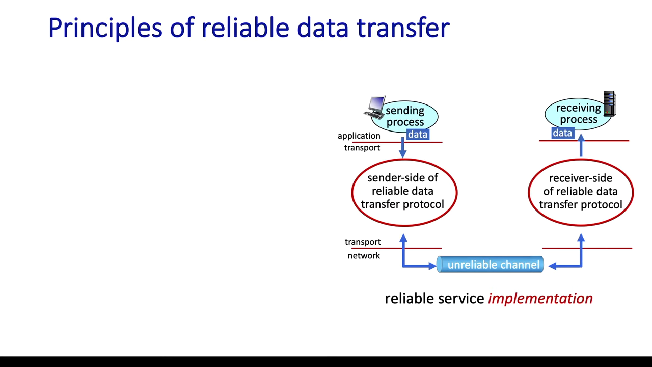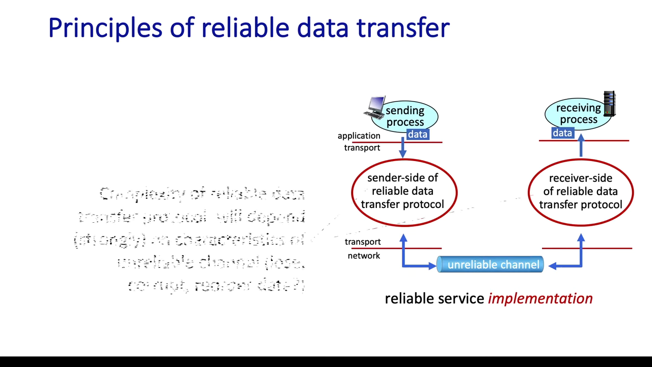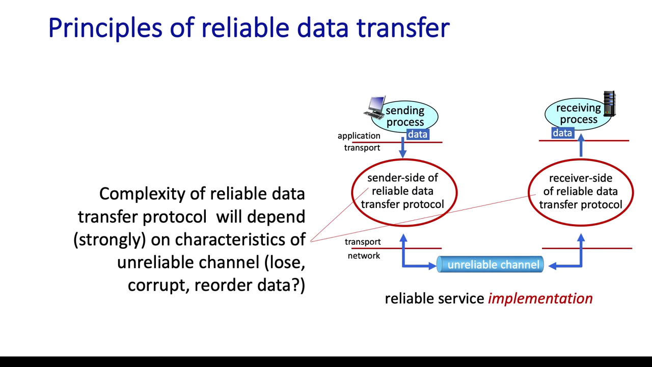Here are a couple of things to keep in mind as we develop our reliable data transfer protocol. First of all, the complexity of the sender and receiver side of the protocol are going to depend very strongly on the characteristics of this unreliable channel. Can it lose messages? Can it corrupt messages? Can data be reordered within that unreliable channel?